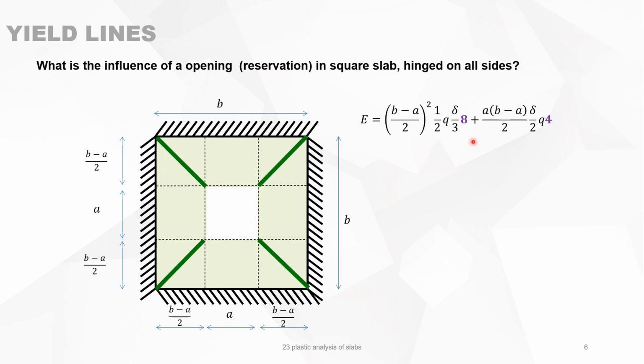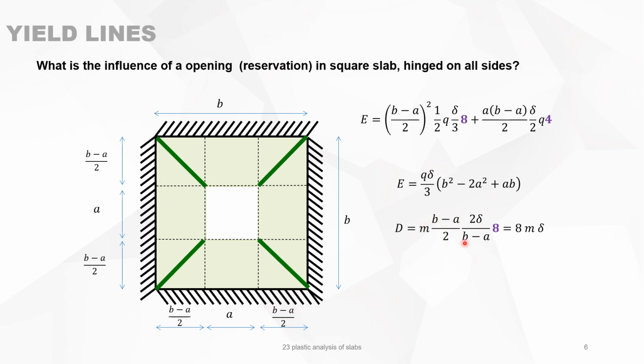And for the rectangle, it's delta divided by 2 times the load and times the surface of this rectangle. You can rearrange your equation and you get this equation. D is the internal energy dissipated by rotation about the yield lines. You take the yield line and project it to the axis of rotation. That gives you a length of b minus a divided by 2.